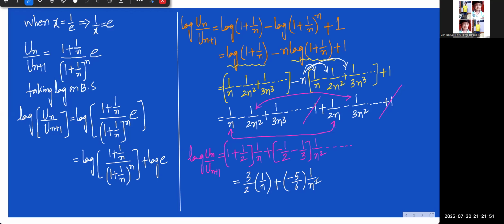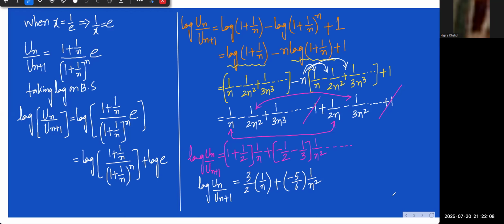ओके, माइनस 5/6 इंटू 1/n², it's the value of log of un/un+1. Okay, so it's done. Now one more step is required, that is we have to multiply n on both sides.